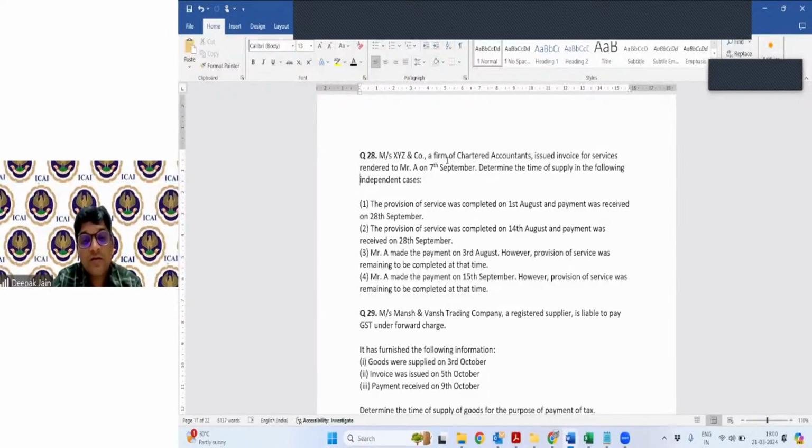Okay. It's a firm of chartered accountants, so it is providing services. It issued the invoice for the service rendered to Mr. A on 7th September. Date of issue of invoice is 7th September. The provision of service was completed on 1st of August and payment was received on 28th September. So what is the time of supply in this case?